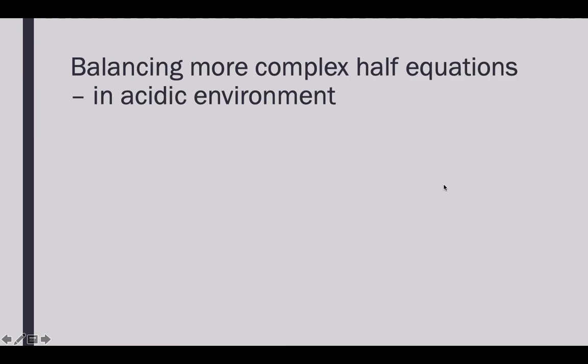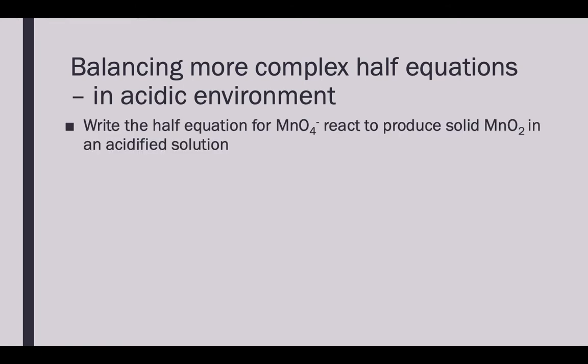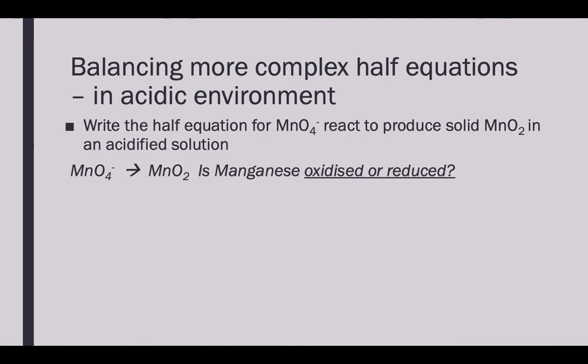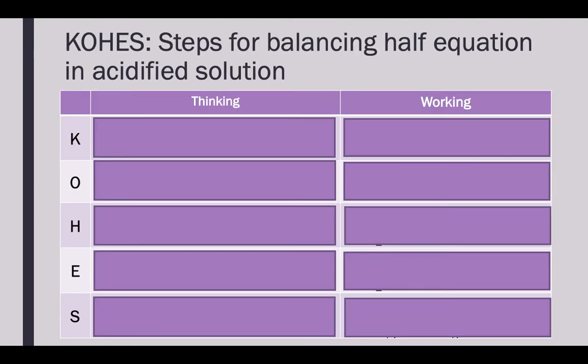Okay. Now, in the case of balancing more complex half equations, we talk about, as the study design requires, an acidic environment. Let's take the case of permanganate reacting to produce solid manganese dioxide in an acidified solution. Okay. So first of all, we need to determine, is manganese being oxidized or reduced? You need to check the oxidation number, and in this case it is being reduced. Right.